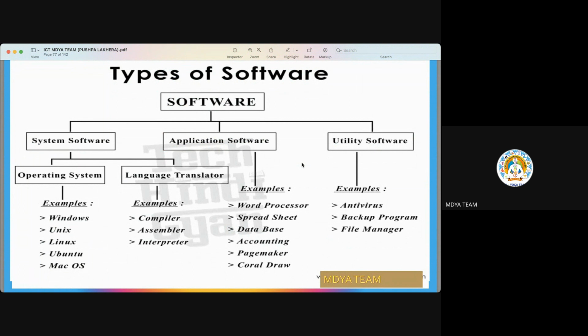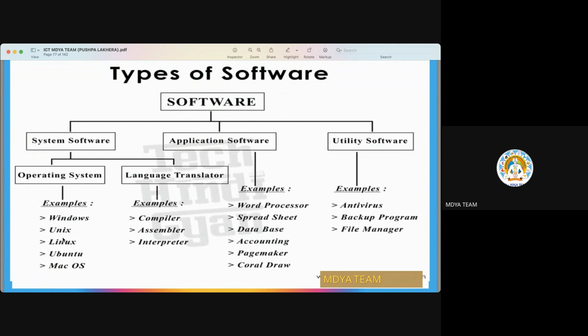System software is again subdivided into two types: operating system and language translators. Language translator means, language here does not mean Hindi or English. It is machine language, low level to high level and high level to low level. The coding you are doing, the instructions you are providing, the machine has to understand those instructions. For that, it needs translators. All these are programs only.